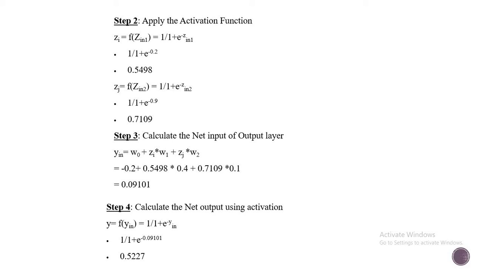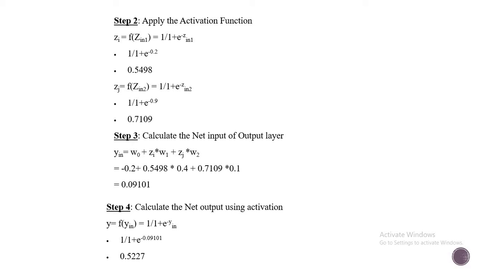Step 2, apply the activation function. Zi is equal to f of z in 1, equal to 1 by 1 plus e raised to minus z in 1. That is 1 by 1 plus e raised to minus 0.2, that is 0.5498. Zj is equal to f of z in 2, that is equal to 1 by 1 plus e raised to minus z in 2, that is 1 by 1 plus e raised to minus 0.9, that is 0.7109.